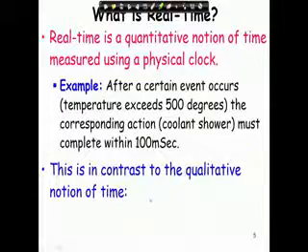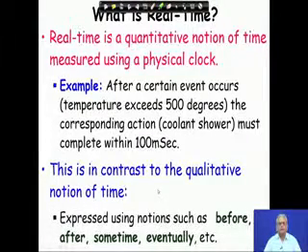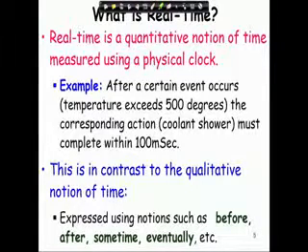In contrast, in a traditional system, we have a qualitative notion of time. In a traditional non-real time system, we use terms like before, after, sometime, eventually. For example, we might say that in a library, before a book can be issued by a member, the book records must have been created. The book must have been procured and entered in the system's library.